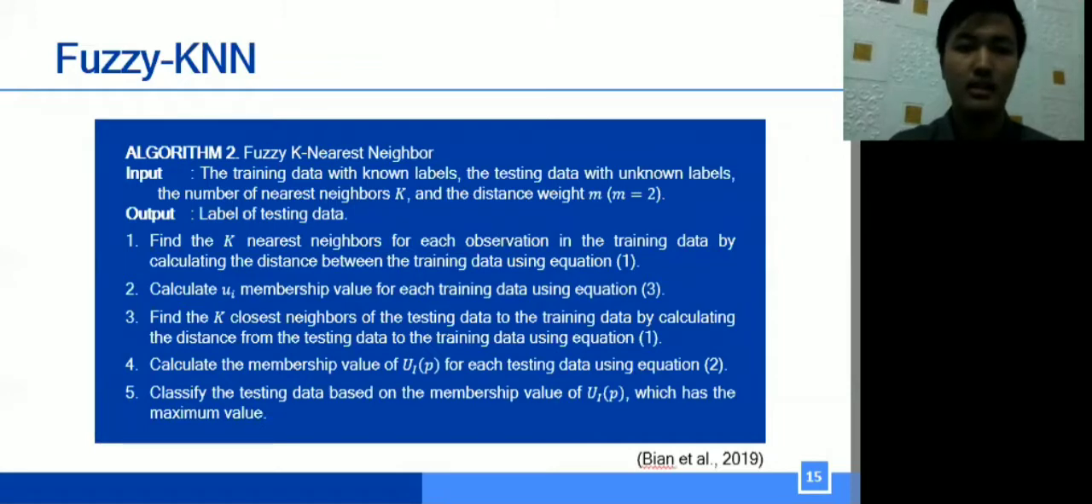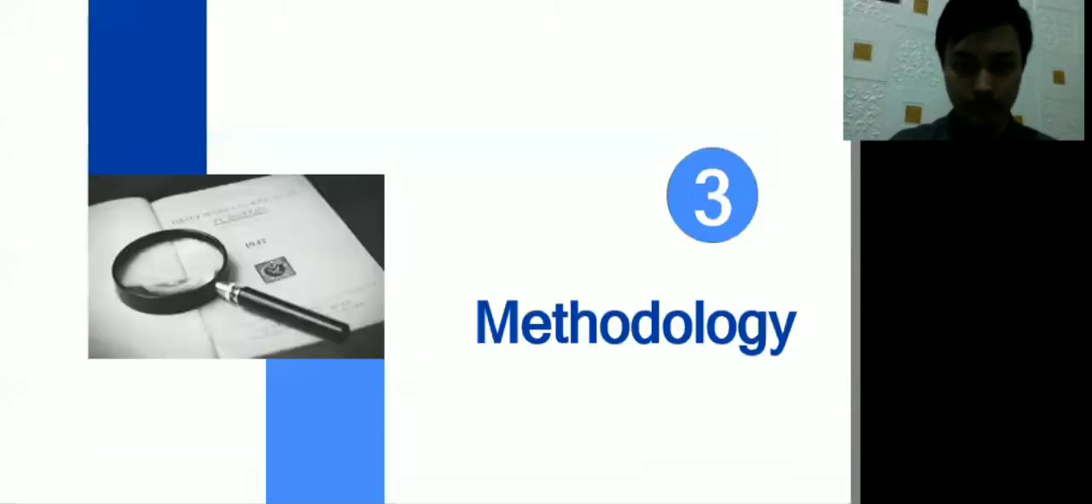And this is an algorithm of fuzzy KNN. We can see that we have to calculate the value of membership in training data and testing data. And then we classify the testing data based on the membership value of U, which has maximum value.